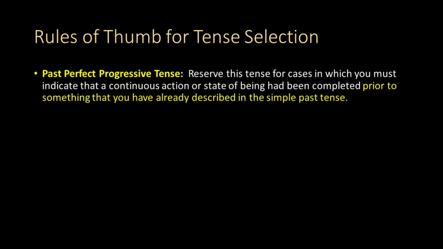Regarding past perfect progressive tense. Reserve this tense for cases in which you must indicate that a continuous action or state of being had been completed prior to something that you have already described in the simple past tense.